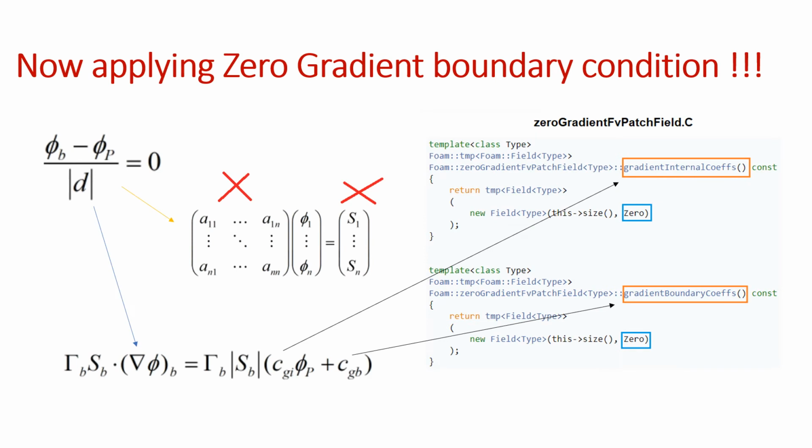Now let us apply the zero gradient boundary condition. We know this gradient term, which we opened right now, is equal to 0. What does this mean?